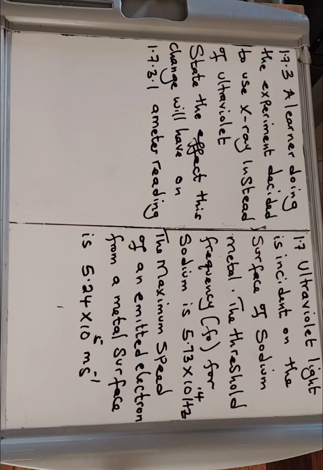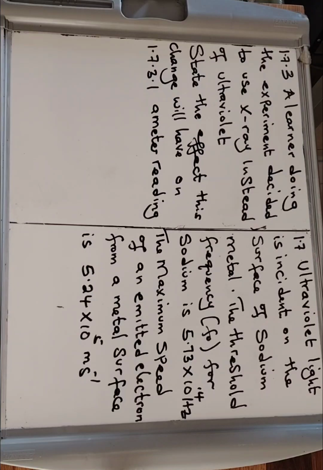Remember, the ammeter reads current, and current means the number of charges flowing per unit time. That can only be changed when you change intensity. Sorry, not when you change frequency. The change from ultraviolet to X-ray is a change in frequency when you go to the electromagnetic spectrum. So we are increasing frequency.